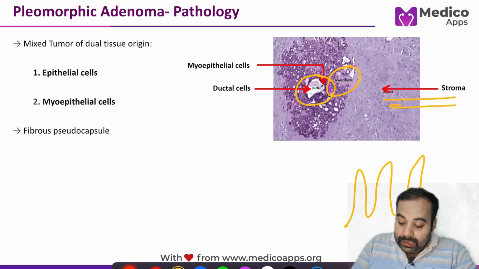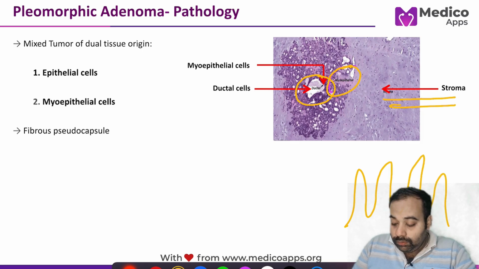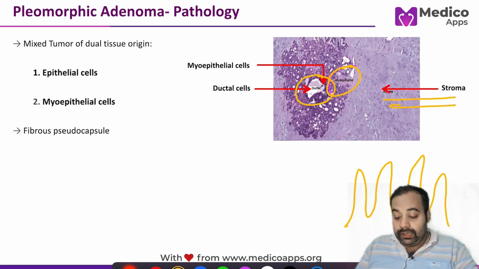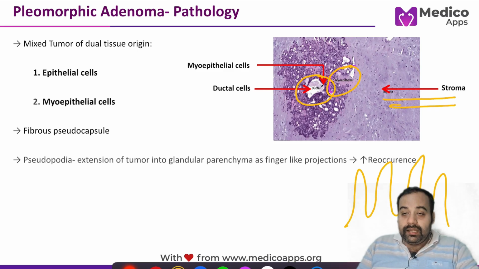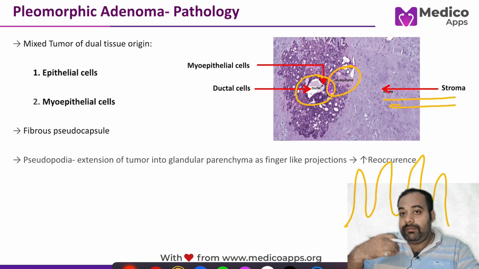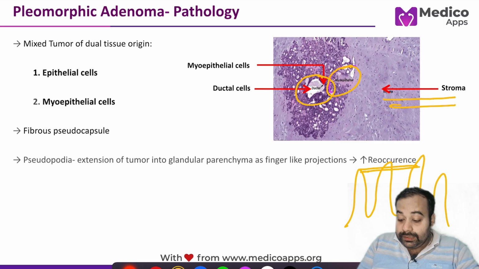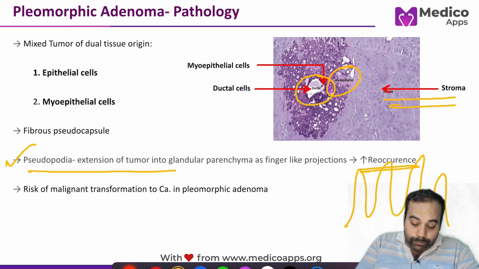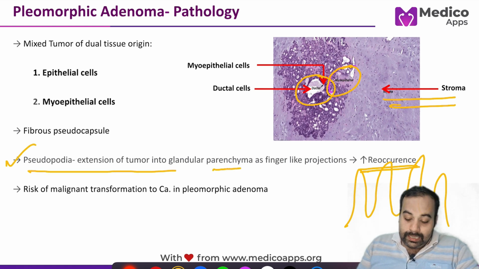Now this finger-like projection, they basically grow with the help of that finger-like projection. The finger-like projection left behind after the excision of the tumor is basically responsible for the recurrence. This is the main cause of the recurrence in that case. So there is a pseudopodia extension of the tumor gland into the parenchyma like a finger-like projection.